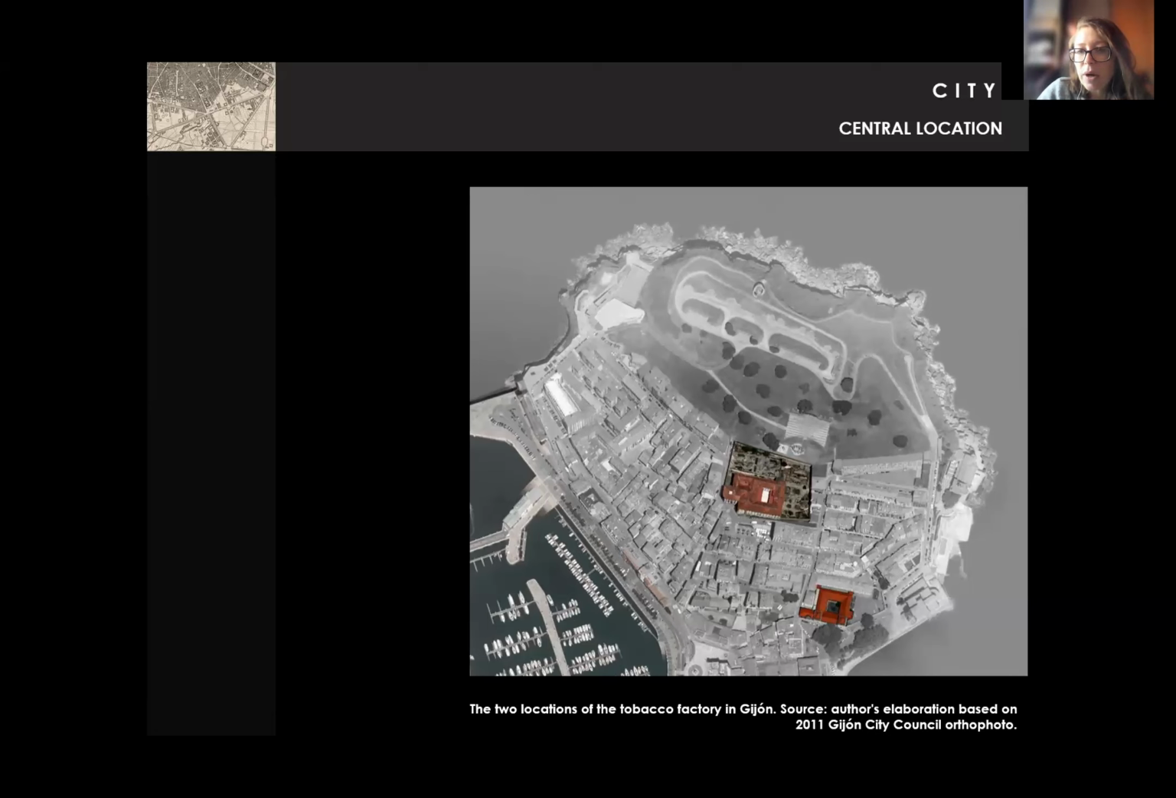Their factories were near not only the port and infrastructures that led the distribution of the manufactured product, but they also wanted to be monumental buildings, and also near the buildings that held the significance and the power of the city, such as city councils, etc.